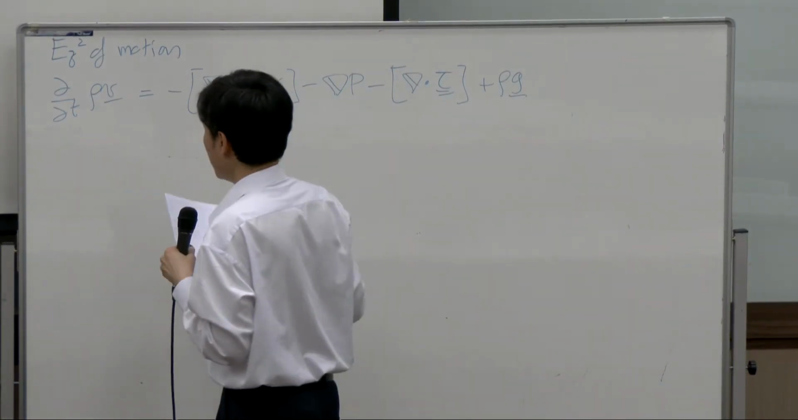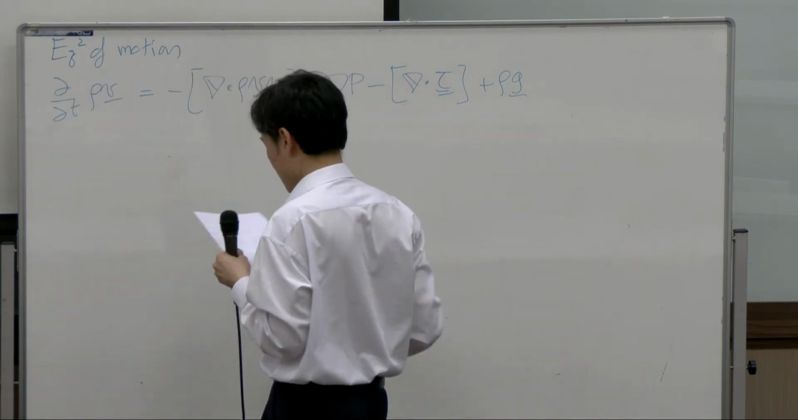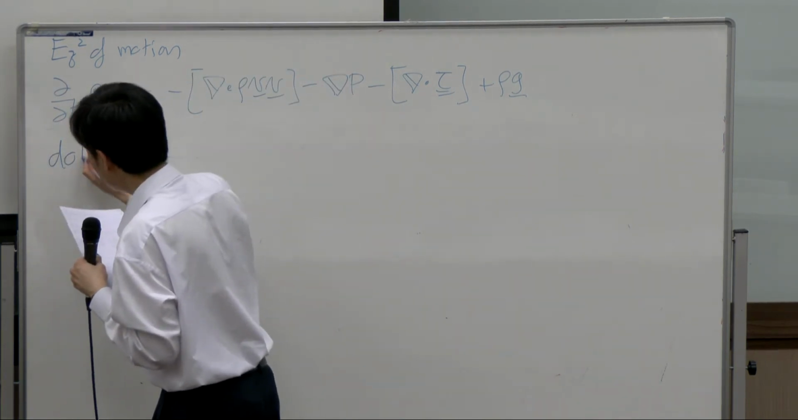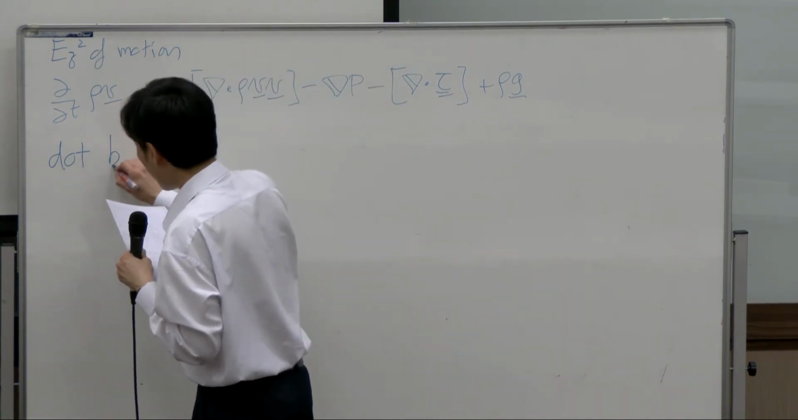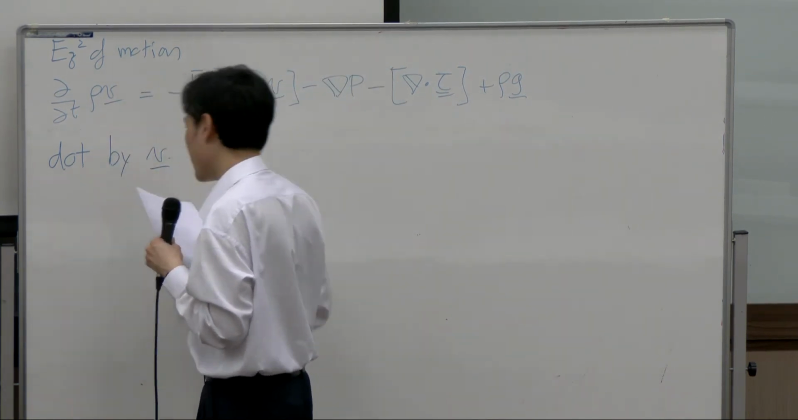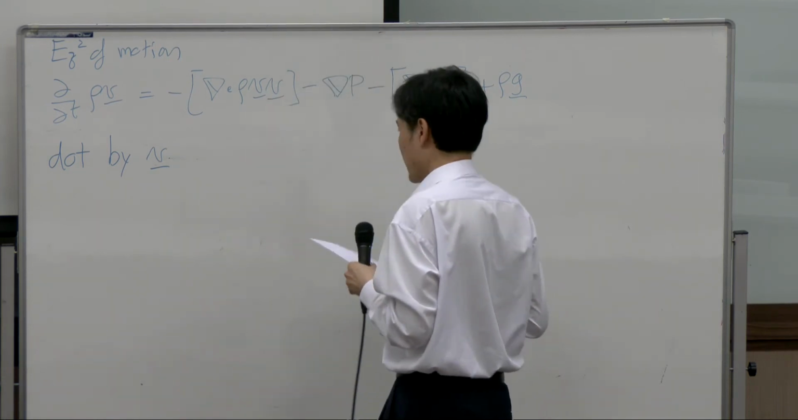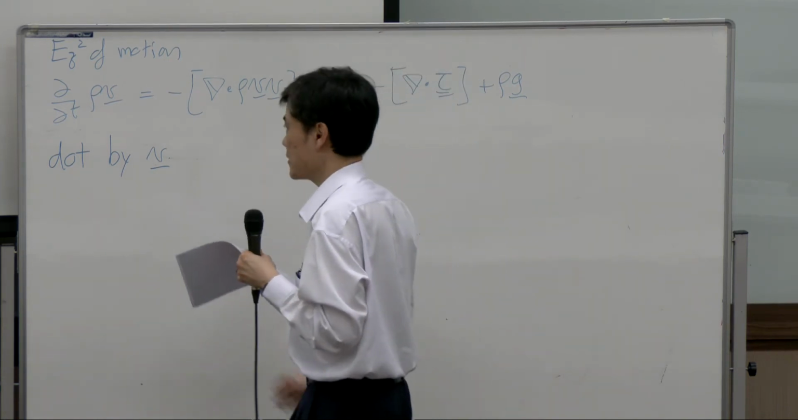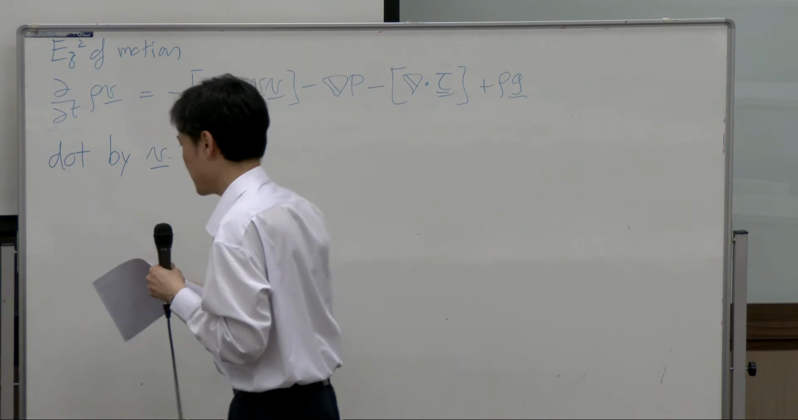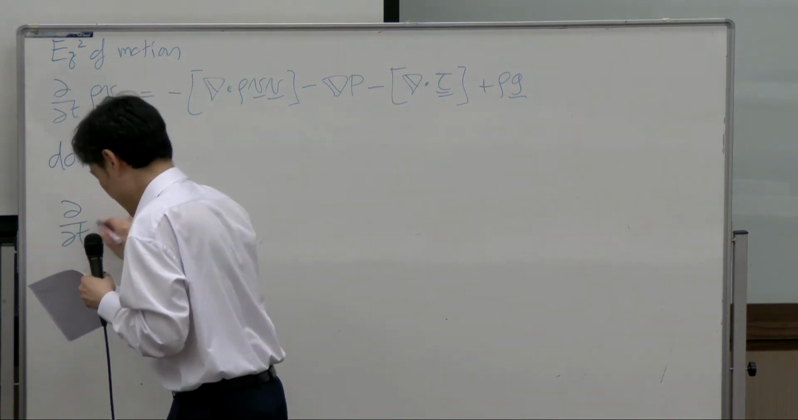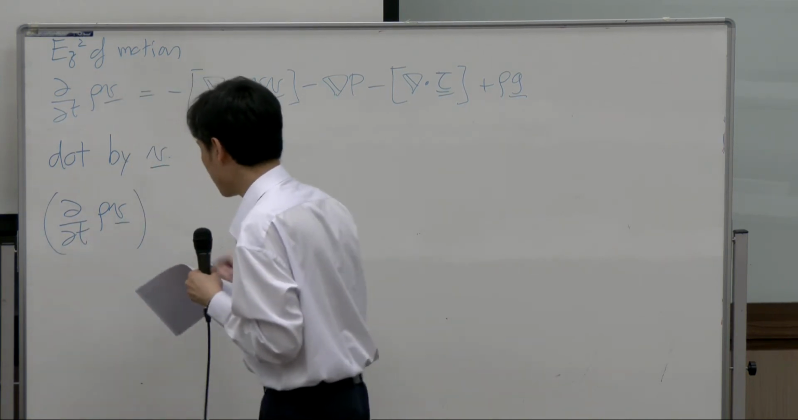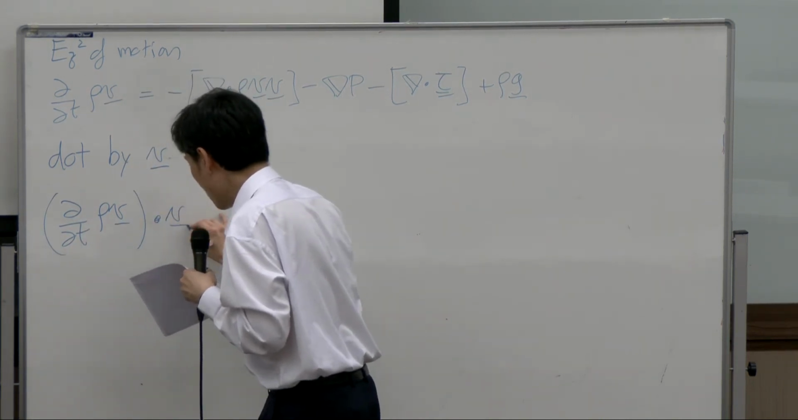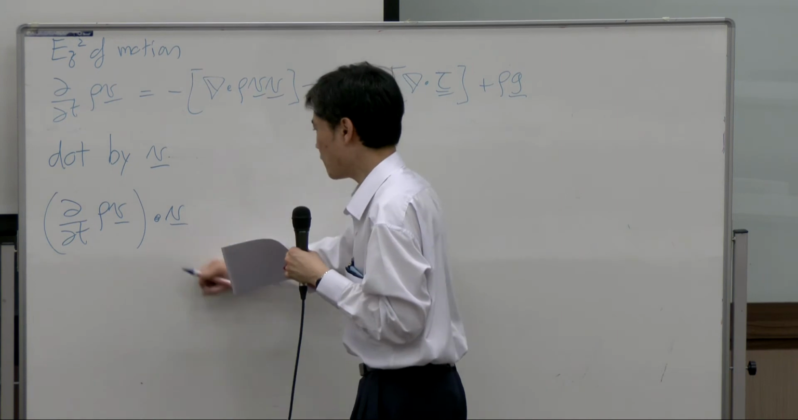So, if I take this equation and then do the mathematical manipulation by taking a dot product with velocity. Why do I do that? Let's take the first term, okay? d by dt of rho v. If I take this term and dot it with velocity, what would happen?